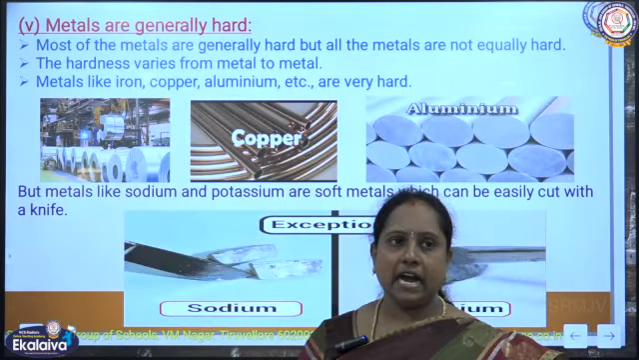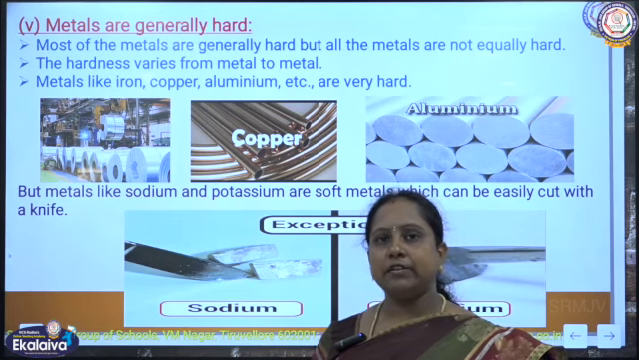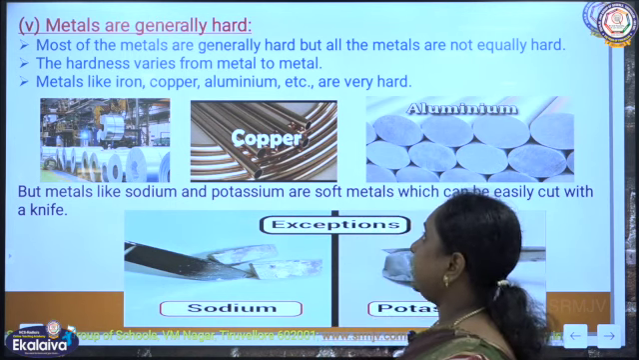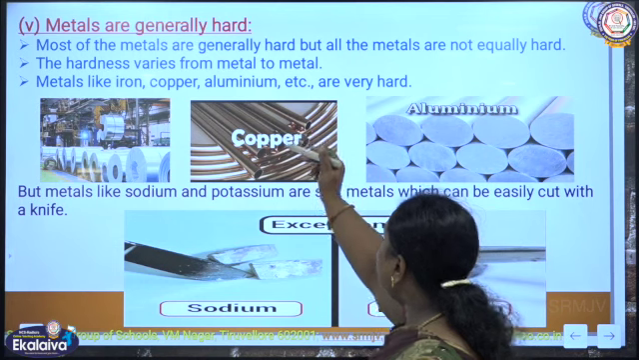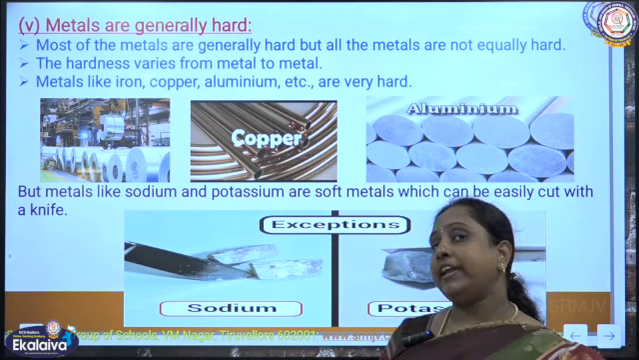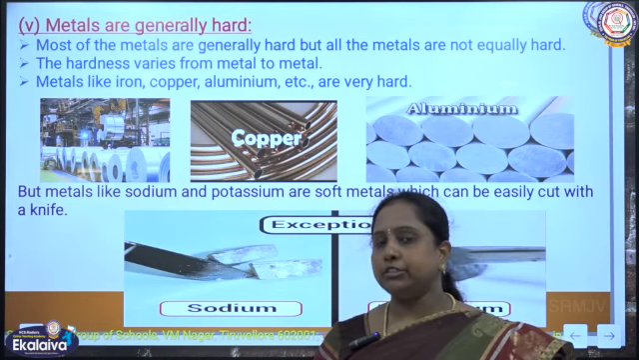Metals are generally hard. The next property is the hardness of the metals. Okay, so why do this hardness? Metals possess a hard tendency. Generally they are hard, but all the metals are not equally hard, because it varies from one metal to the other metal.